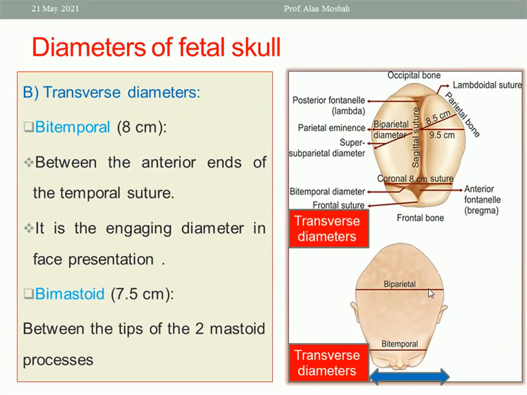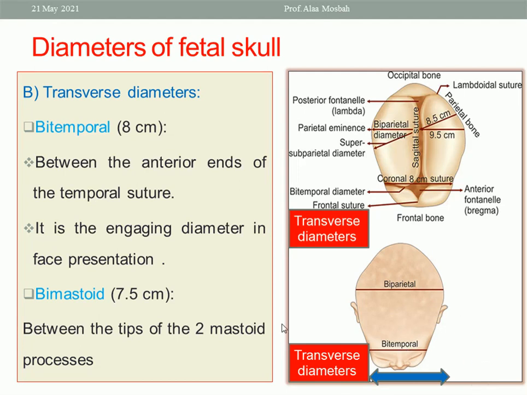Bitemporal diameter 8 centimeter. This is the bitemporal diameter, extending between the anterior ends of the two temporal sutures. As you see here, this is the bitemporal diameter. This is the biparietal diameter in this picture. Bitemporal is small. It is 8 centimeter. It is the engaging diameter in face presentation.